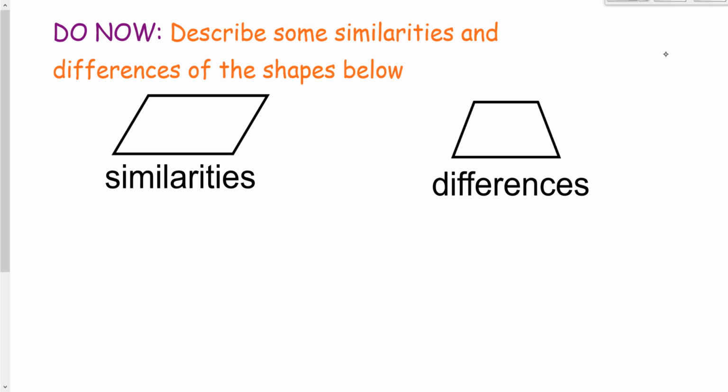All right, so just like the do nows that came before this, you're going to describe some similarities and differences between the polygons or the shapes below. So right now, write at least one similarity and then one difference. Pause it now.